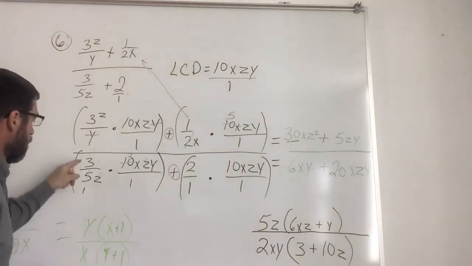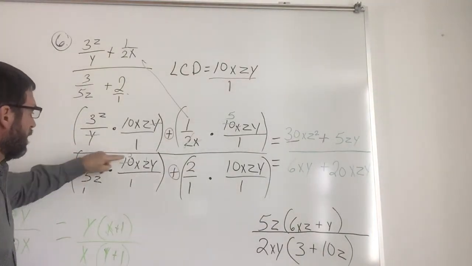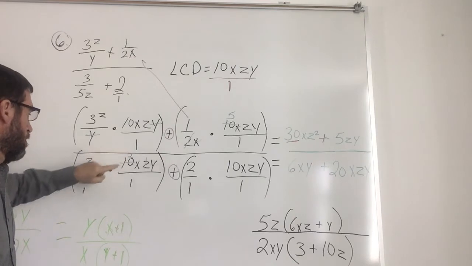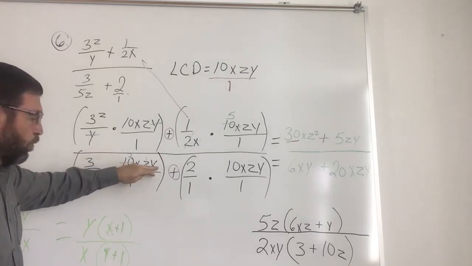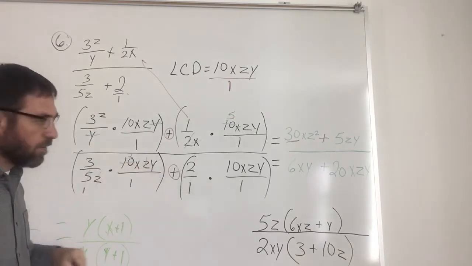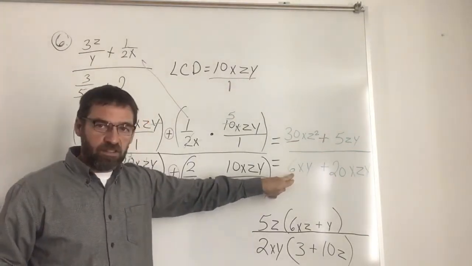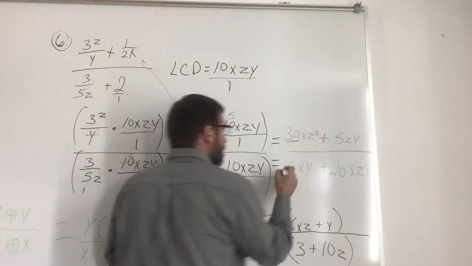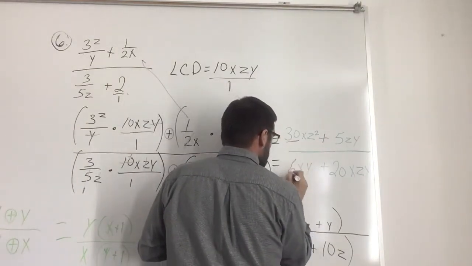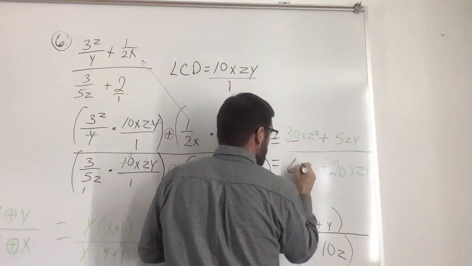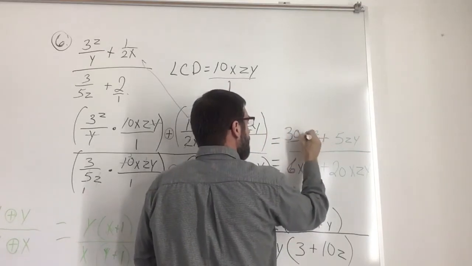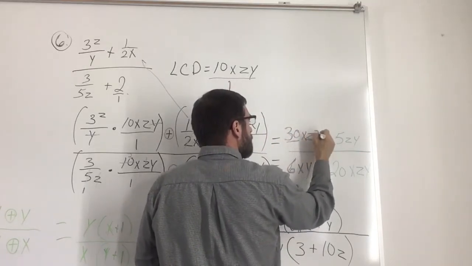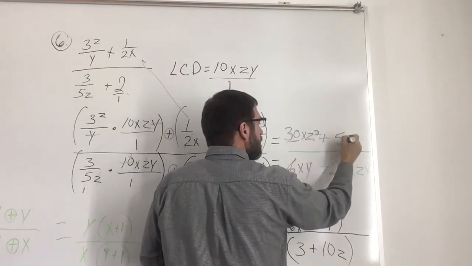Now, if you come over here, I can go 3 times 2. That's 6. And I've got an x and a y left. Okay? See what I put here? 6xy. Can you see that? It looks backwards. 6xy. Do I need to do this here at 30? xz squared, 5zy.